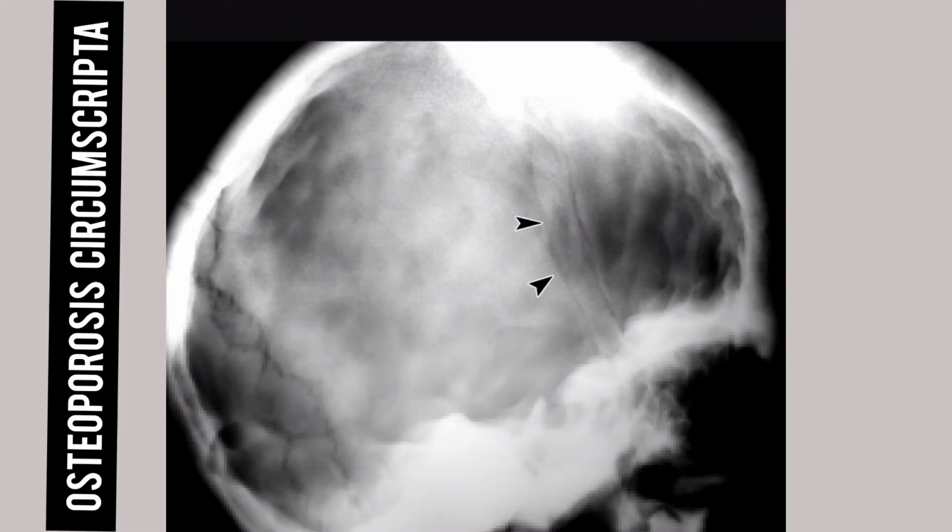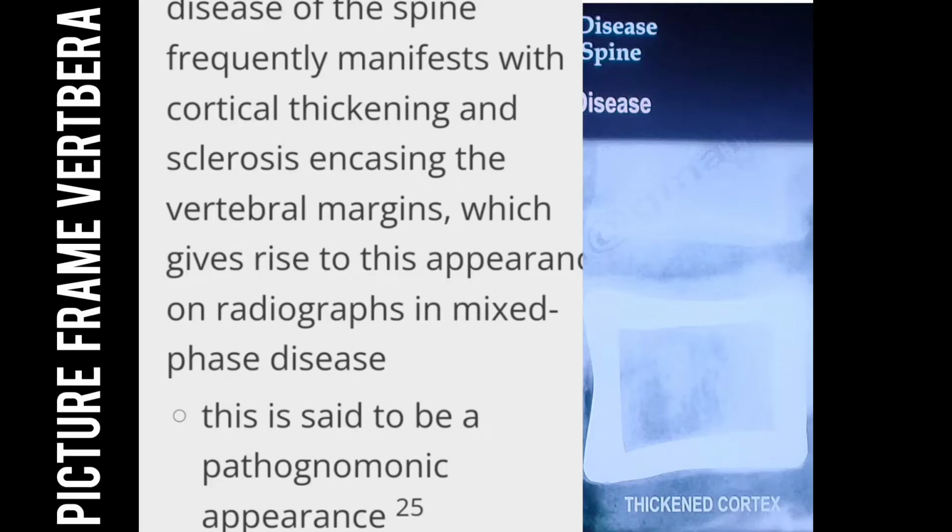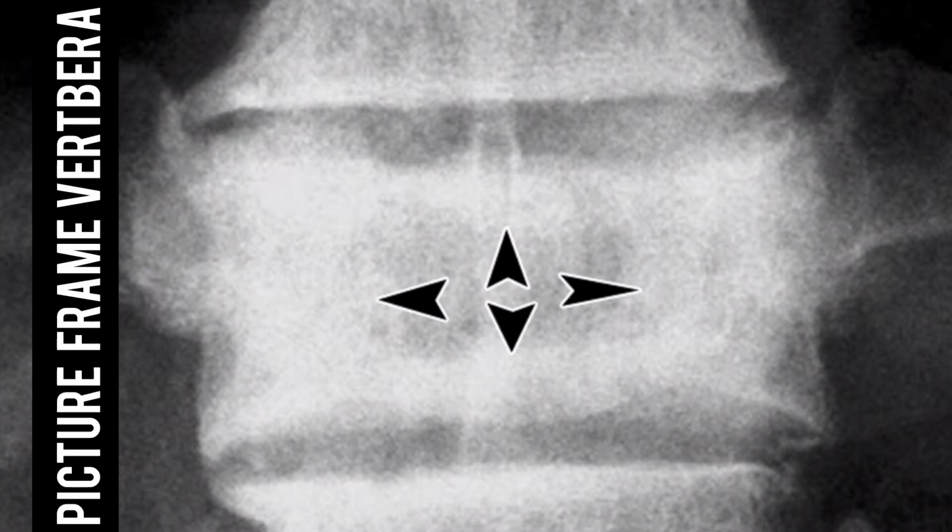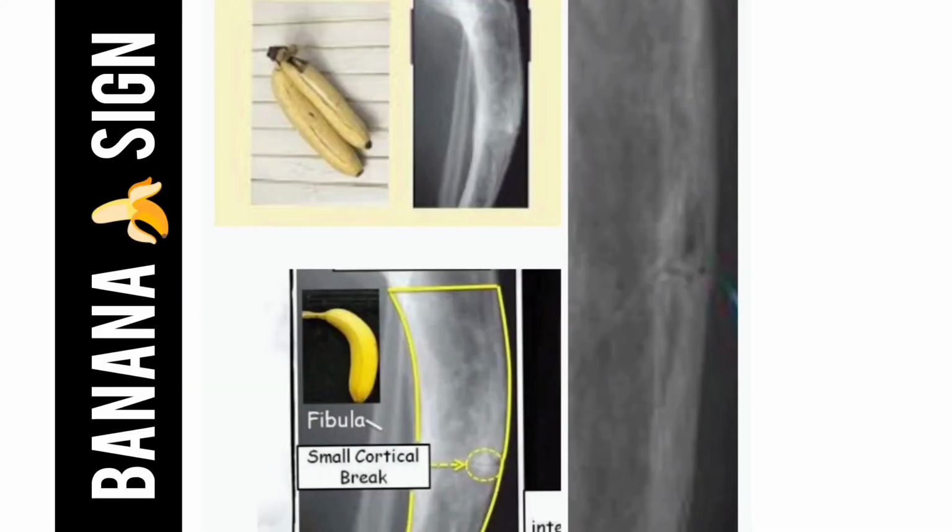In this image, there is a well-defined osteolytic lesion. It is known as osteoporosis circumscripta. This is the image of the spine, which is known as picture frame vertebra or picture frame sign. In this image, you will appreciate the cortical thickening and sclerosis occurring. In this image, you can see a small cortical break, and this is known as the banana sign.